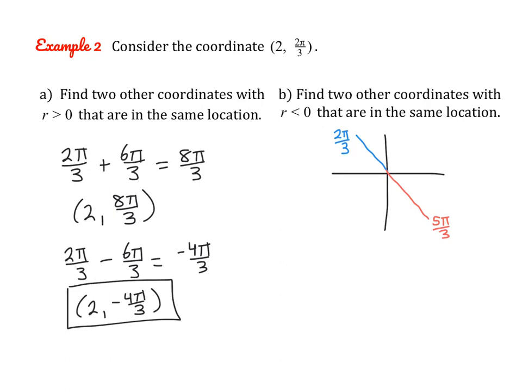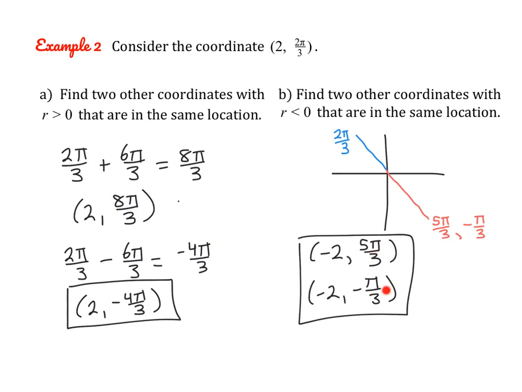So one coordinate that would work would be negative 2, 5 pi over 3, because if I start at 5 pi over 3, but I head in the negative direction, that brings me where we would like to go. And then we could also say 5 pi over 3 is the same as negative pi over 3. So we could say negative 2, negative pi over 3 as well. Again, although the angles that we're listing are in quadrant 4, since we're moving in the opposite direction, it brings us back to 2 pi over 3 in quadrant 2.